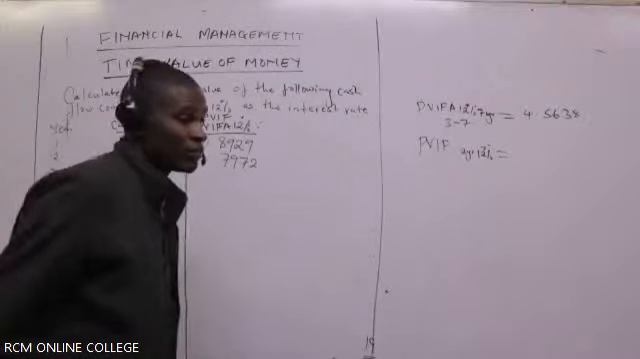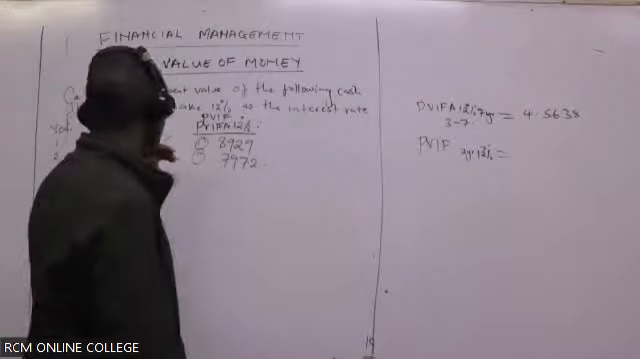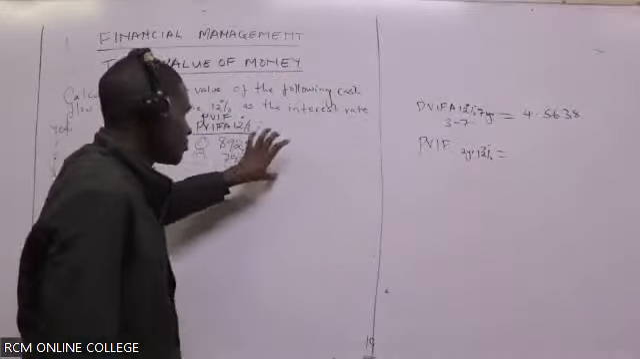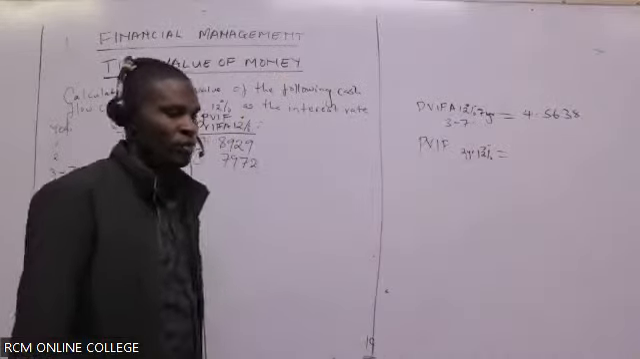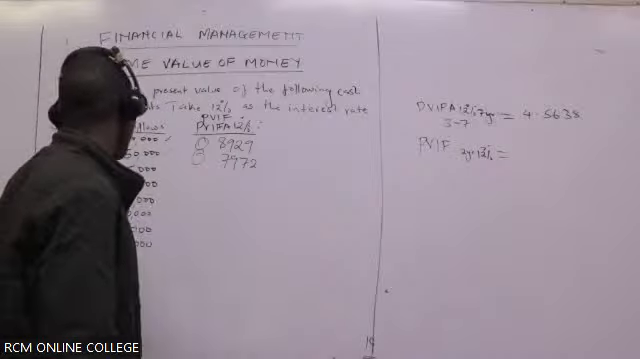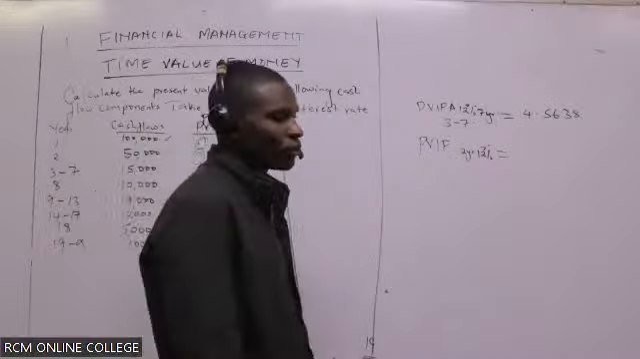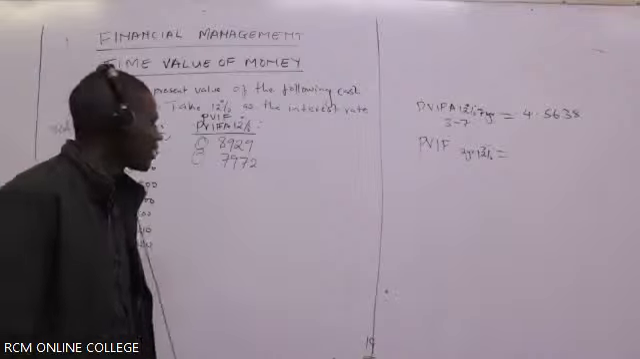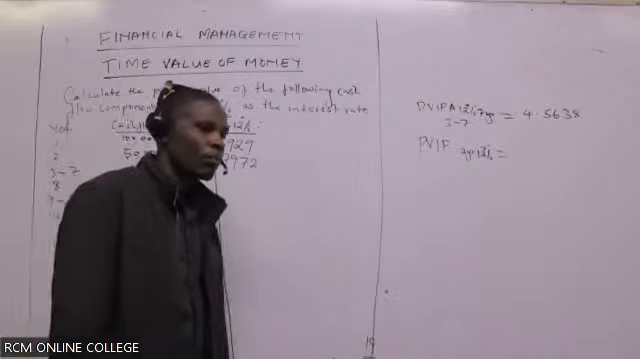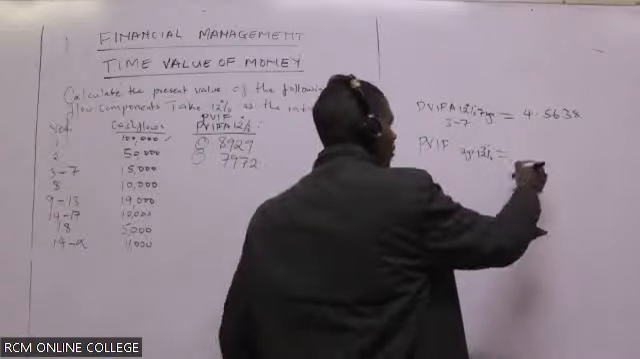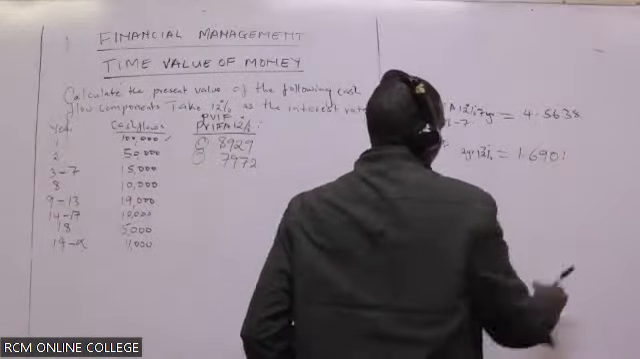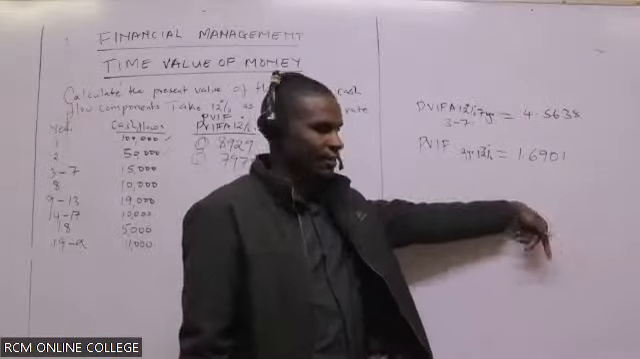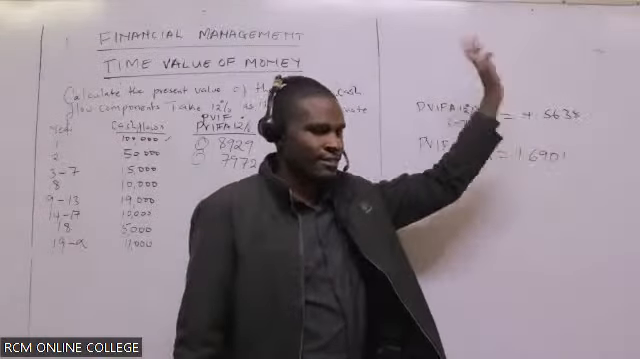Hapo ndio nataka ushike vizuri. 7 years ni zote. Year 1 to 7. Nipe sasa ya hizi mbili zenye already tumecompute, ili tupate range. Haya. Ukiongeza hizi mbili unapata nini? It will be 2 point something ama 1 point something. 1.6901. Haya. Kama hii ndio PVF ya 2 years, nayo hii ndio PVF ya all 7 years.